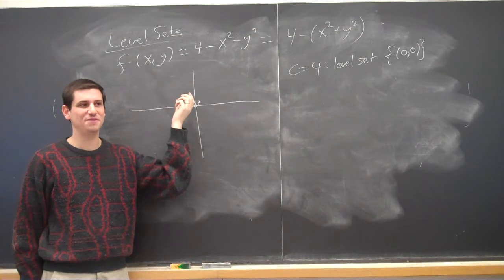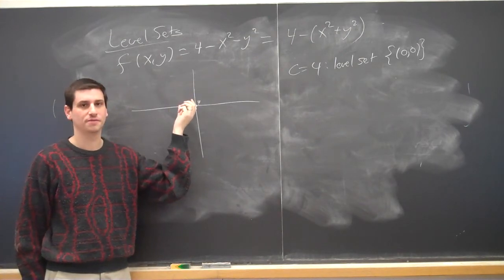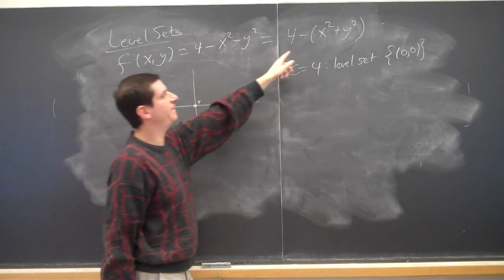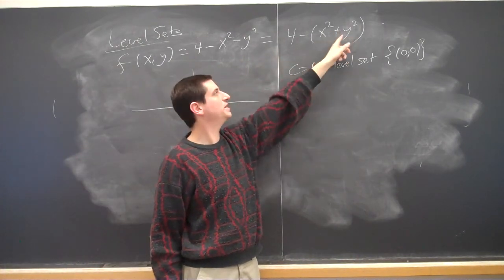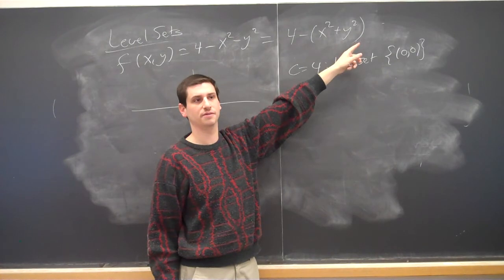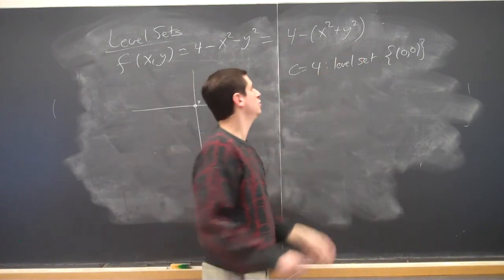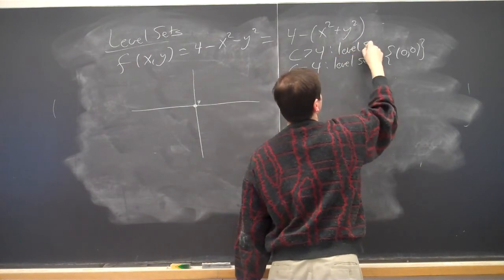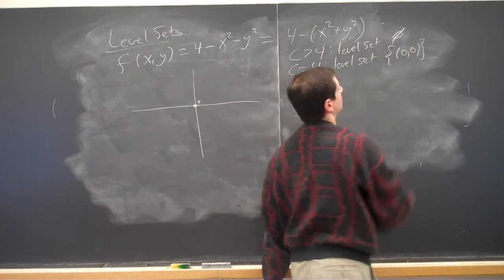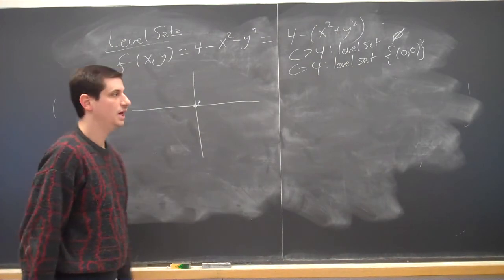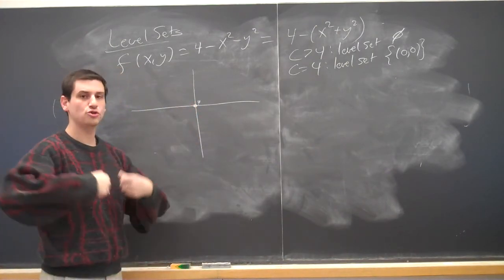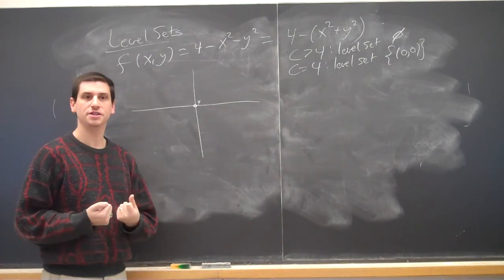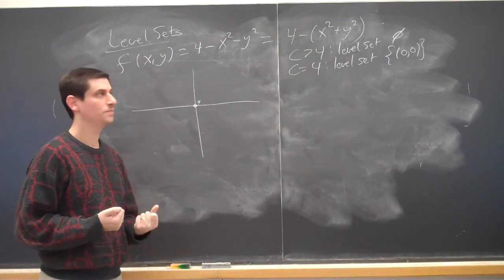What do you think the level set would be if c is greater than 4? So are there any values of x and y such that 4 minus x squared minus y squared equals 5? Empty. So for c greater than 4, the level set is empty. And now, as we start decreasing the value of c, the level set becomes an expanding circle.